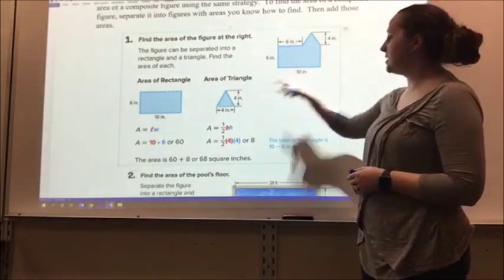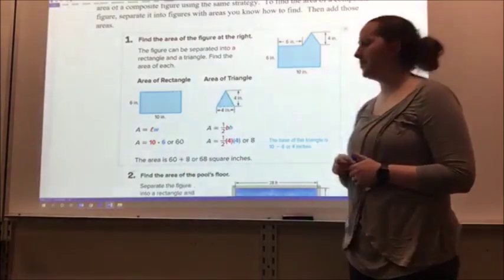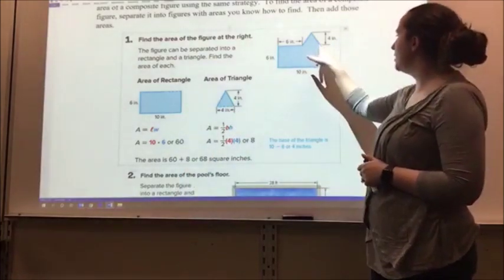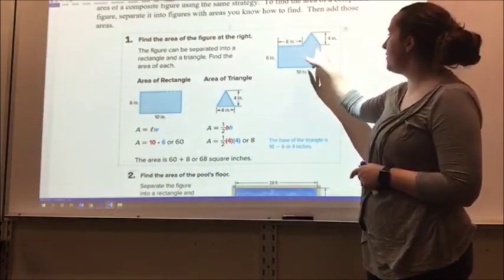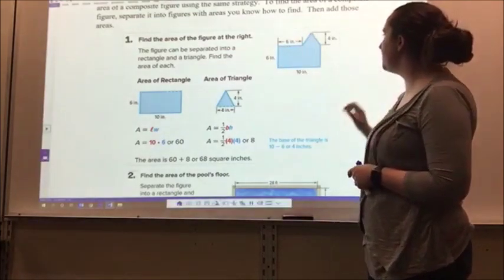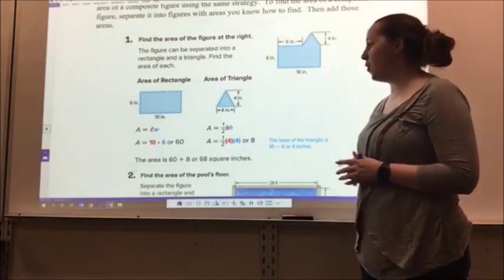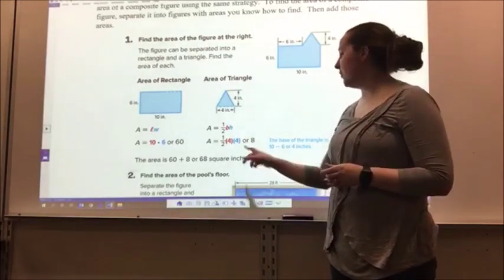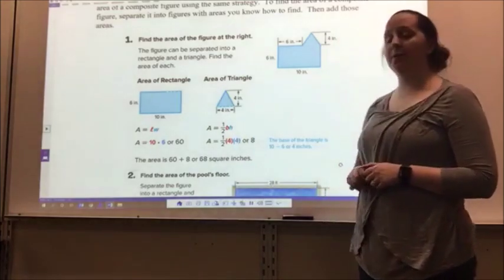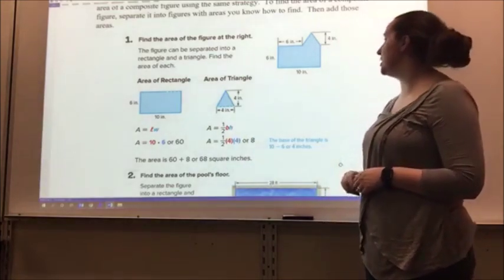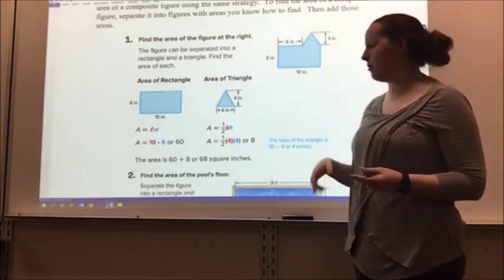So I have 6 times 10, which is my rectangle, and then this has to be 4, because 6 plus 4 gives me 10, times 4 times 1/2. So 4 times 4 is 16, times 1/2 is 8. So I have 60 plus 8, or 68 square inches. Remember to use your units.